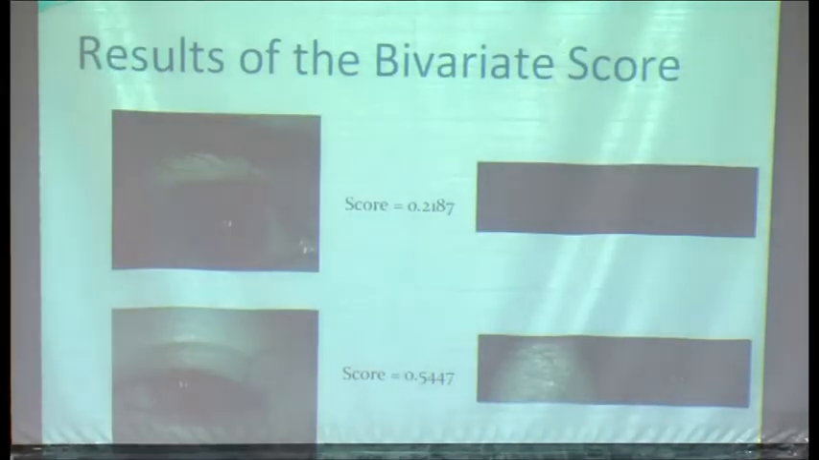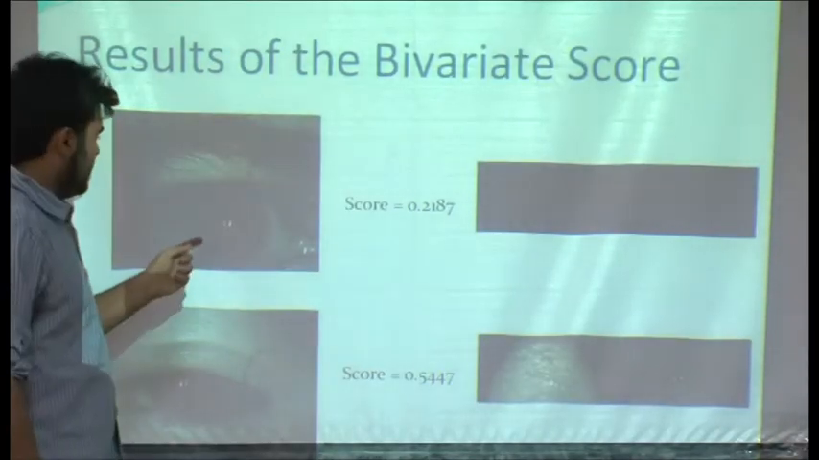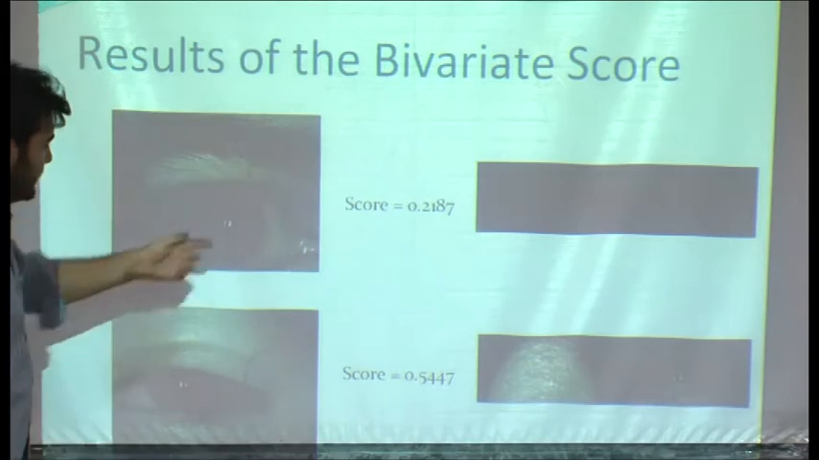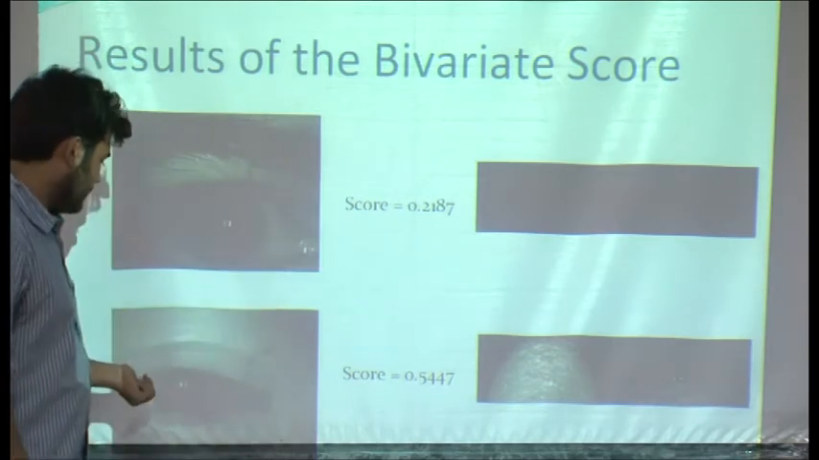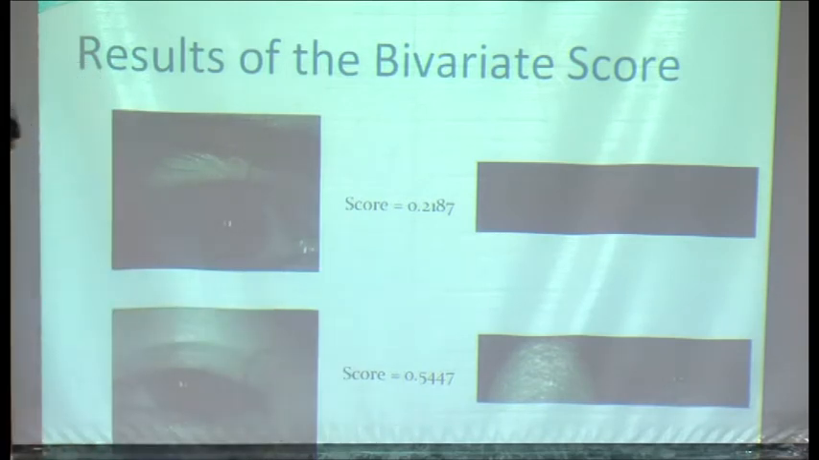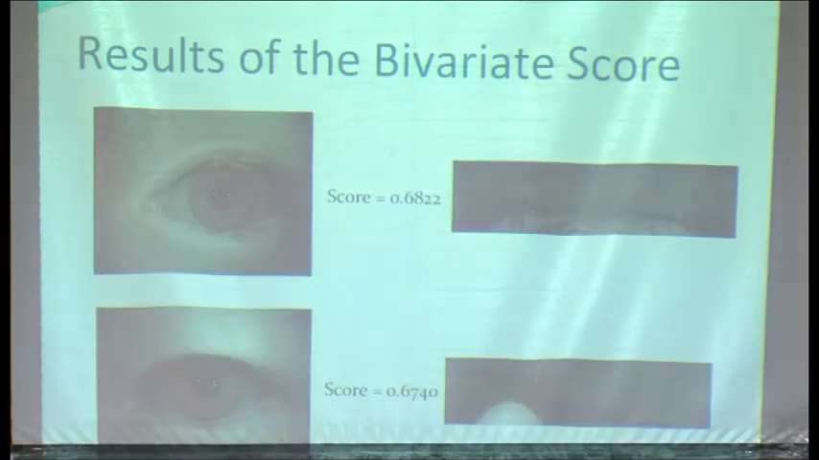So these are the results of the bivariate score. This is 0.218 and this is 0.547 and this is 0.682 and 0.6740. Basically, this bivariate score is not an absolute measure of quality. It just measures in terms of luminance, contrast, and the correlation with respect to some good images.